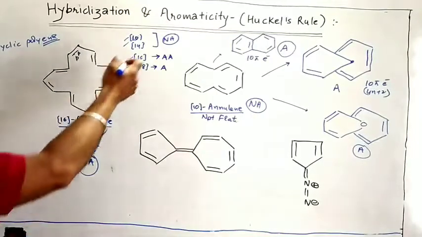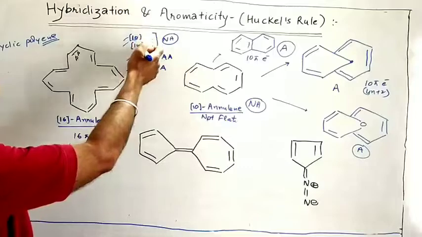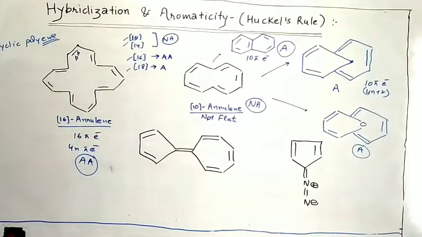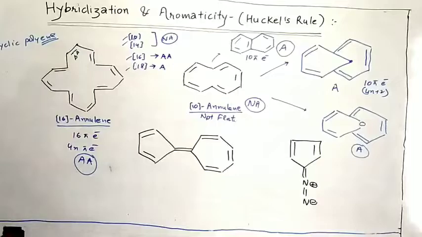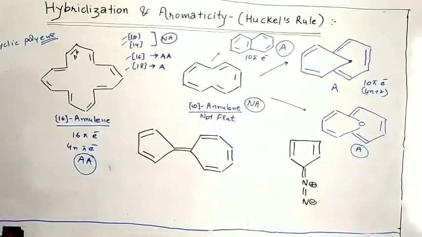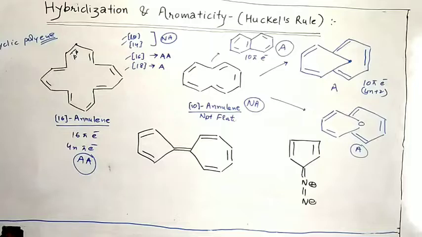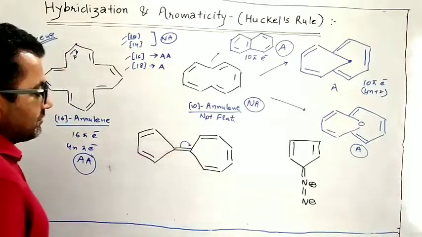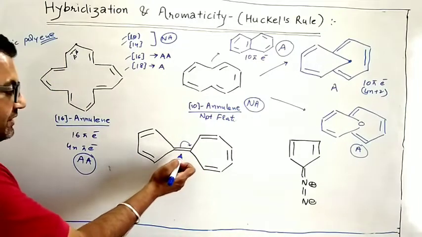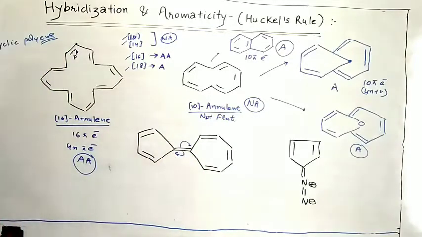So 10 annulene and 14 annulene are non-aromatic, 16 is anti-aromatic, and 18 is aromatic. So the next compound has 2 cyclic rings. As in the last lecture, we have to move this double bond either in this direction or in this direction. From this we can find its aromatic character.